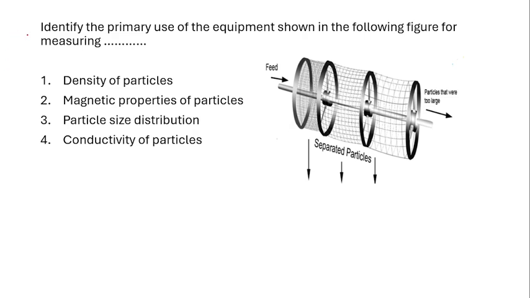And the next question is, identify the primary use of the equipment shown in the following figure for measuring dash. So this is the figure. If you see, the feed is going in and then the particles that are too large in size are coming out here, and the separated particles in each section 1, 2, 3 are getting collected. Okay, so this method is particle size distribution. Based upon the size of the particle passing through the predetermined mesh, these particles are getting separated.